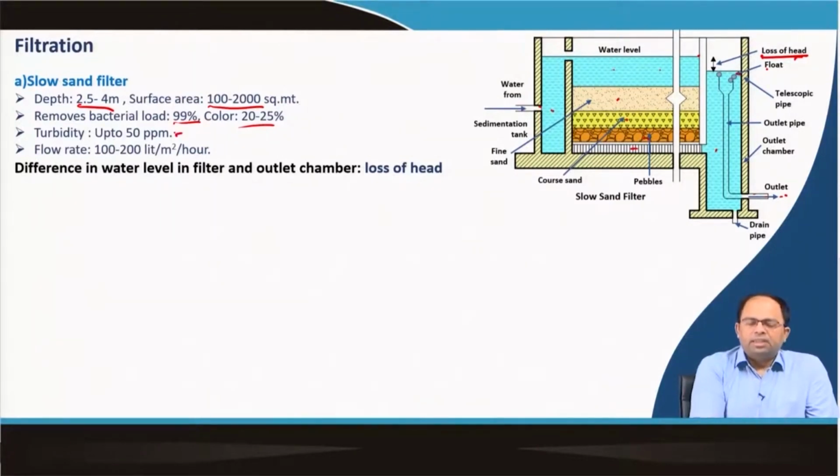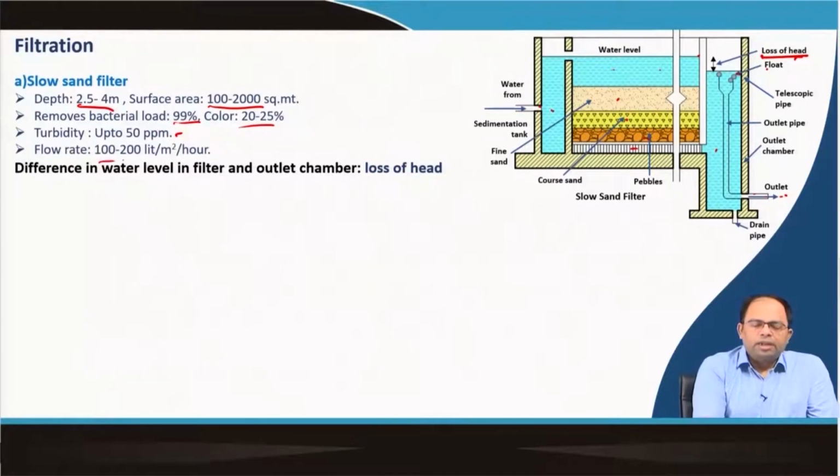The turbidity it can deal with is up to 50 ppm, and if it is beyond 50 ppm you have to go with plain sedimentation or other processes. So, that also will help you to determine when you should directly use a filter instead of going for sedimentation, coagulation and other processes.